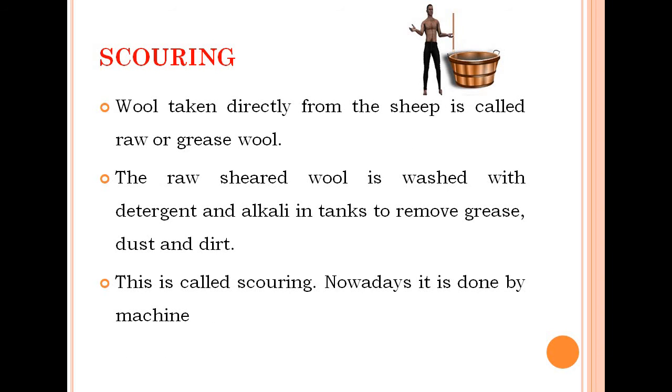The second process involved is scouring. As you can see, wool taken directly from the sheep is called raw or grease wool. The raw sheared wool is washed with detergent and alkali in tanks to remove grease, dust, and dirt. So we can say in simple words, the process of removing dust and dirt from the raw or grease wool is known as scouring. Previously it was done by humans, but nowadays it is done by machine.